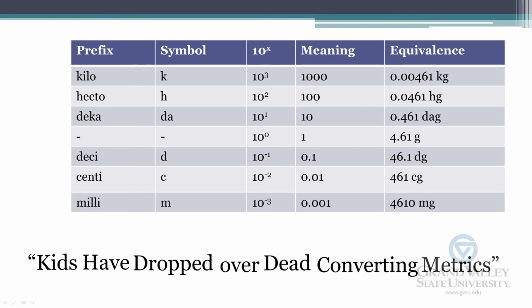It is helpful to memorize the prefixes used in the metric system, and there are many helpful mnemonics to help you achieve this. Here is one example. Kids have dropped over dead converting metrics. You skip over the base because there are no prefixes used for base units. The prefixes kilo, hecta, deca, deci, centi, and milli only have one magnitude of difference between them, but this is not the case for the entire metric system.